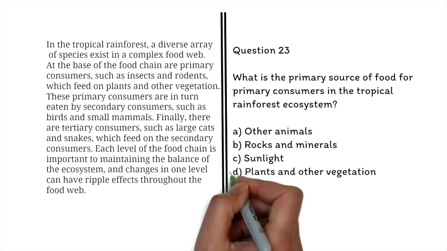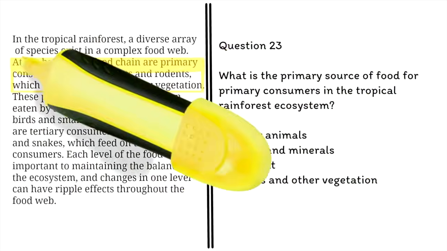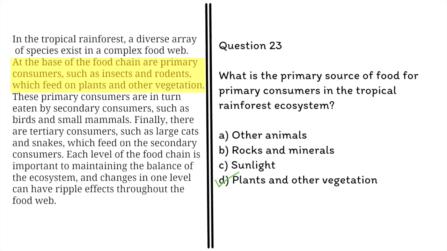The correct answer is D. Plants and other vegetation. The passage states that primary consumers in the tropical rainforest ecosystem feed on plants and other vegetation. This is because they are herbivores, meaning they obtain their energy and nutrients from consuming plants.